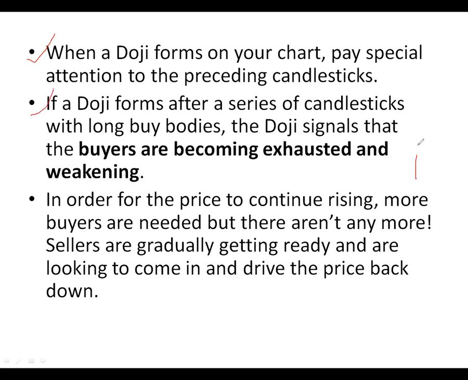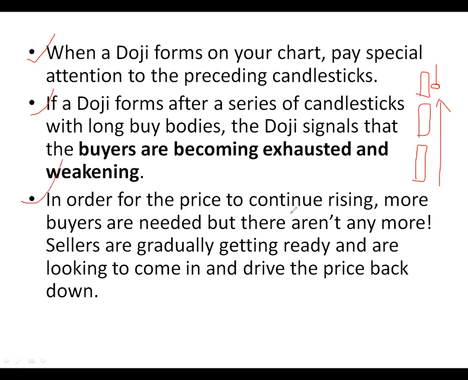Let me explain that. After long bullish candles, up, up, up, a doji forms. What they are saying here is that since the trend is an uptrend and then a doji forms, it means that the buyers are becoming exhausted and weakening. Maybe it is this type of doji that forms, and it is still the same thing. If any of the four types of doji I showed you forms after a long bull market, it means that the buyers are becoming exhausted and weakening.